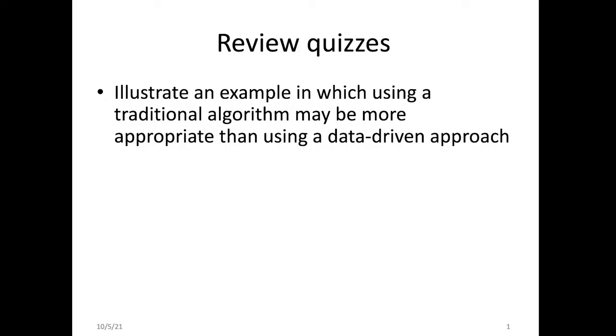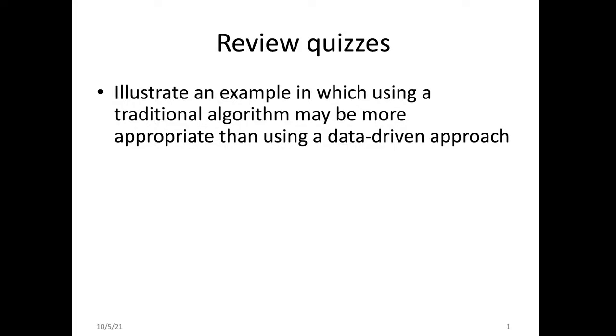Illustrate an example in which using a traditional algorithm might be more appropriate than using a data-driven approach. Okay, so think about it. We gave some examples in the previous lecture. We talked about in certain situations, perhaps a data-driven approach is better. In some other situations, perhaps the traditional algorithm is better. Any ideas you can think about?